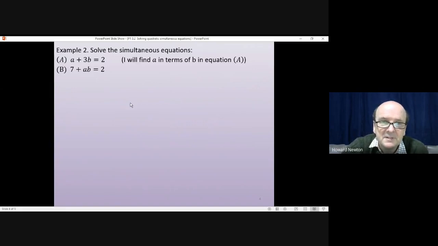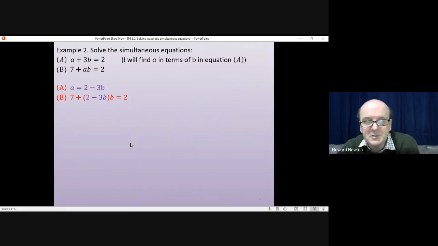Okay, we'll have a look at this. So I said I'd use the first equation and I'd find a in terms of b. That means I just had to move 3b to the other side of the equation, and that gives me a is equal to 2 minus 3b. I then substitute this expression into the other equation wherever a is written down. Now a is written here just before the b, so the second equation becomes 7 plus, and then instead of writing a, I write (2 minus 3b) times b equals 2.